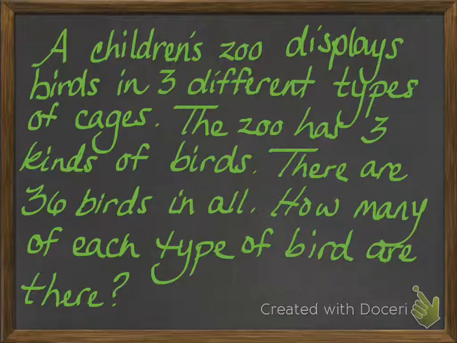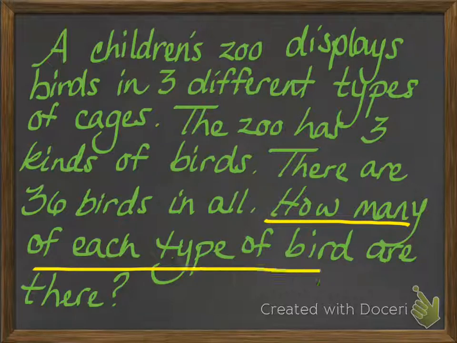Here's our first practice problem to work on together. A children's zoo displays birds in 3 different types of cages. The zoo has 3 kinds of birds. There are 36 birds in all. How many of each type of bird are there? Now you're missing a little bit of information here, so I'm going to show that to you on the next page, but I wanted to first underline the question that's asking us, how many of each type of bird are there? That's what we're going to figure out.